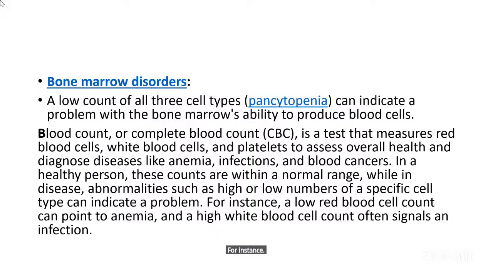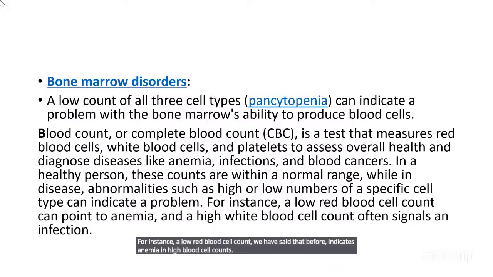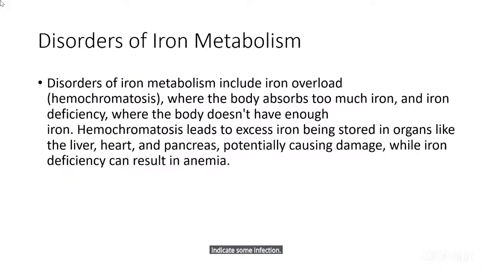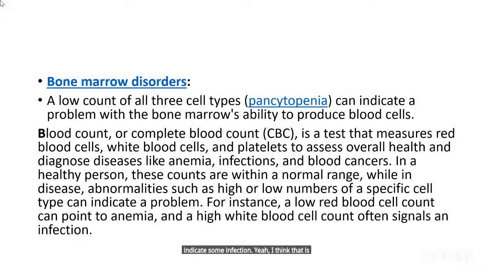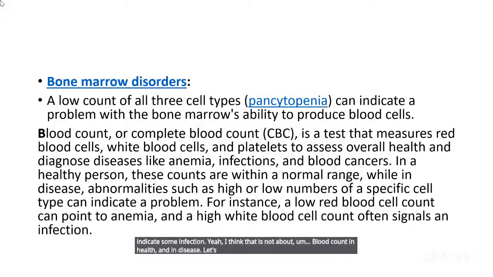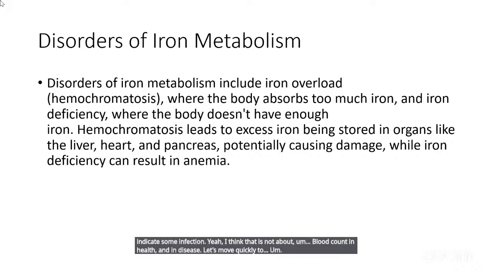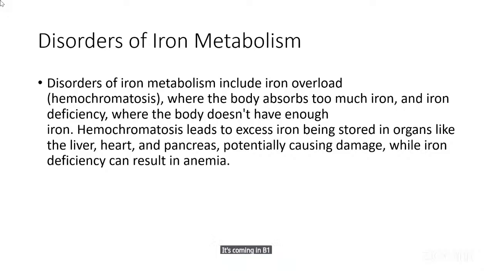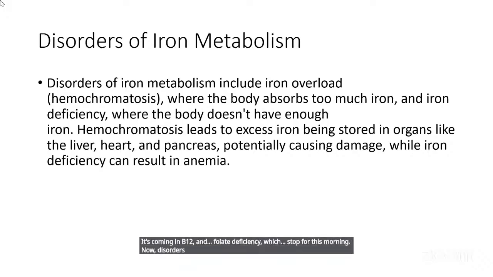For instance, a low red blood cell count, you have said that before, indicates anemia. A high white blood cell count indicates infection. Yeah, I think that is about blood count in health and in disease. Let's move quickly to disorders of iron metabolism, vitamin B12, and folate deficiency, which is where we'll stop for this morning. Now, disorders of iron metabolism.